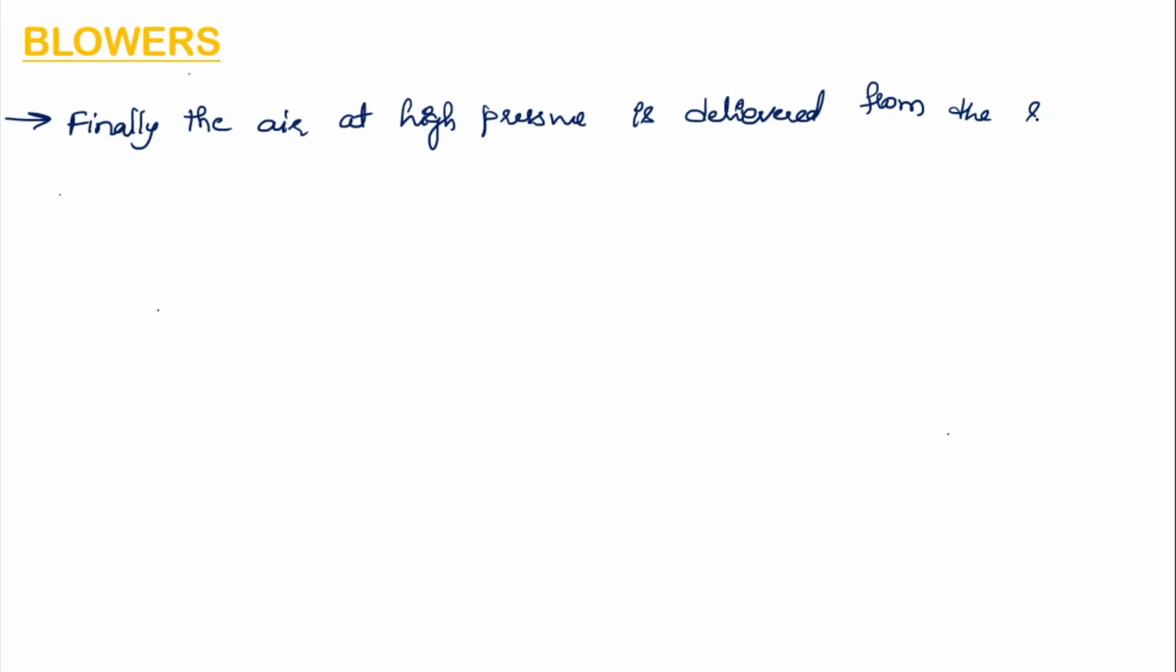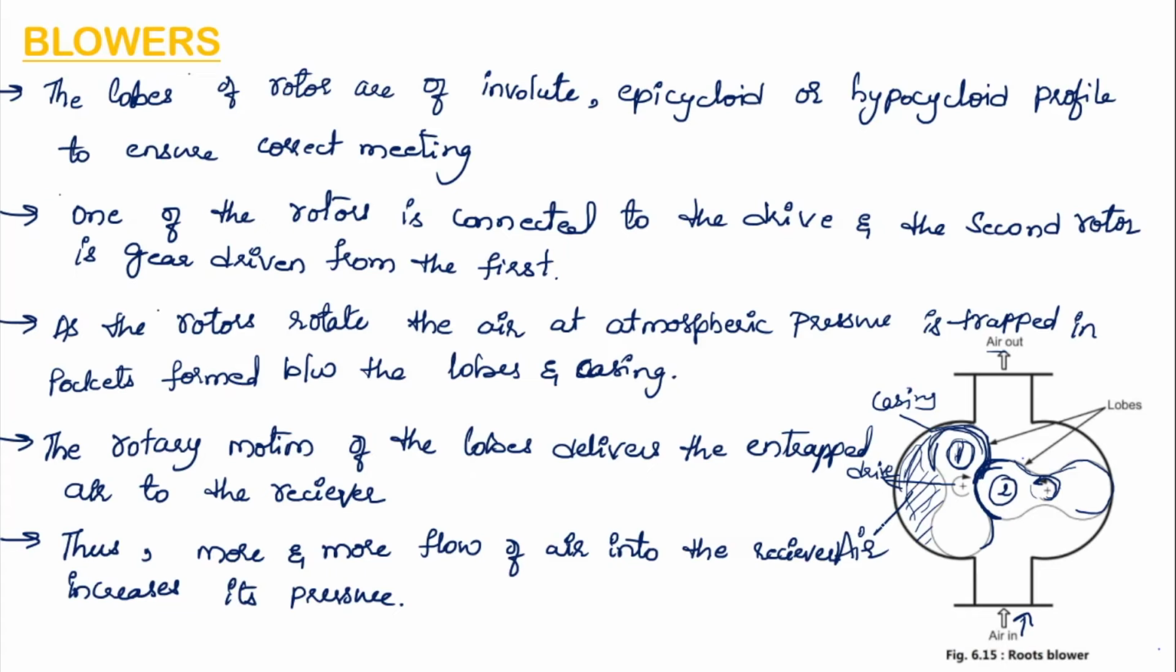So finally, the air at high pressure is delivered from the receiver. So when the rotating lobe uncovers the outlet port, some air from the receiver flows back into the compressor pocket. So here you can see the rotating lobe, when it uncovers, that is, when it moves away from this.